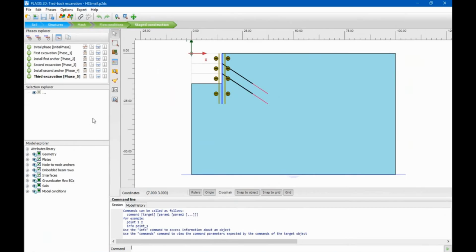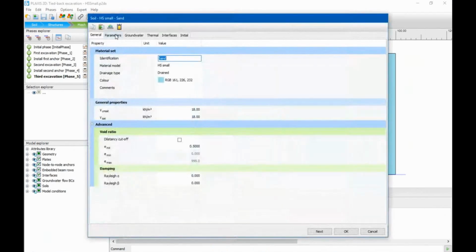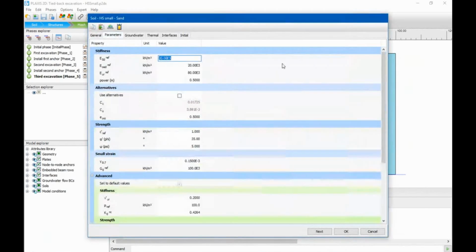Now, I said that if you would really feel comfortable with it, you could even use the hardening soil model with it. And I will also show you that model. But let's first have a look at the soil parameters that we had to use for the HS small model. So I will open the material set here. And then the most important is that I open the parameters.